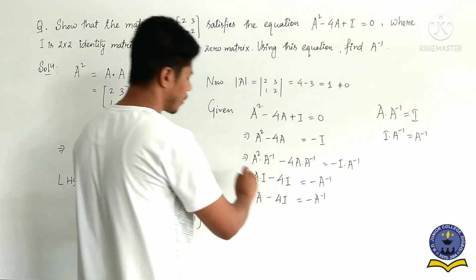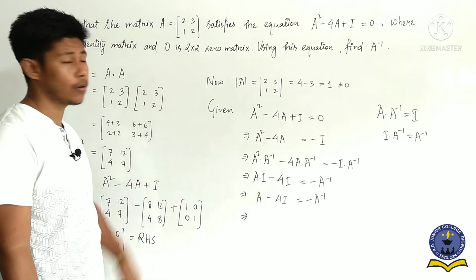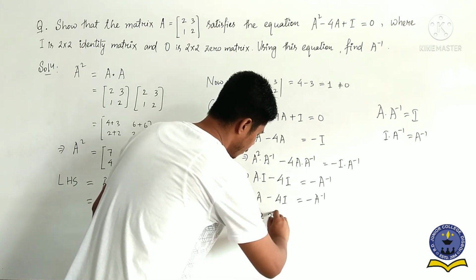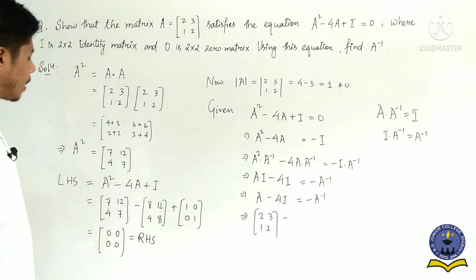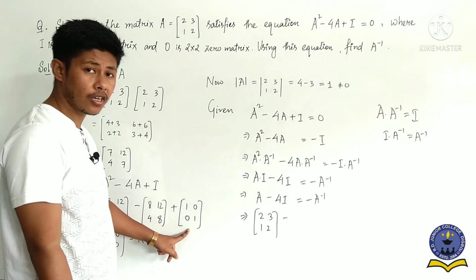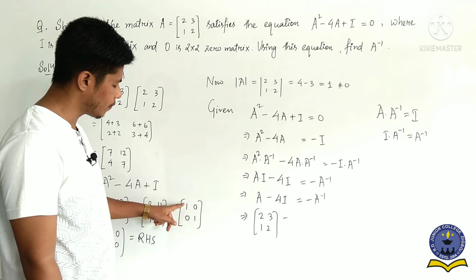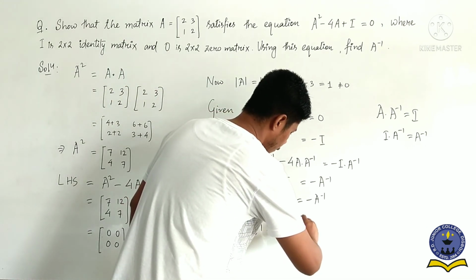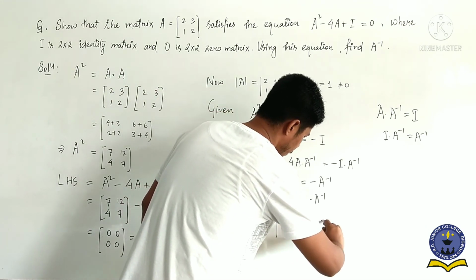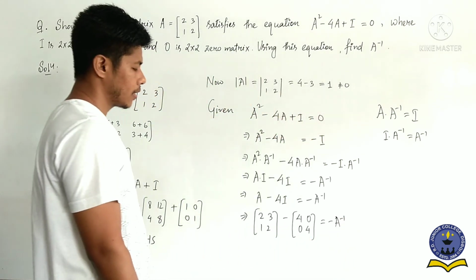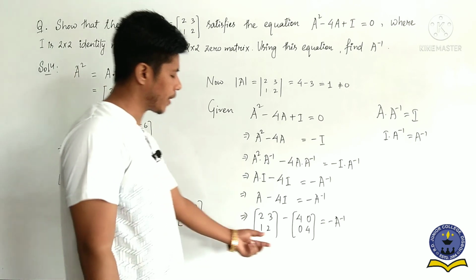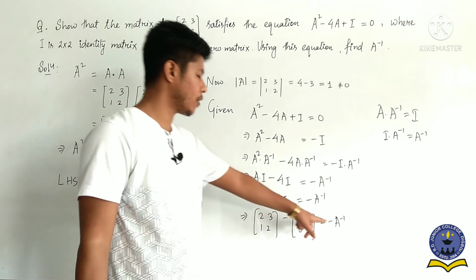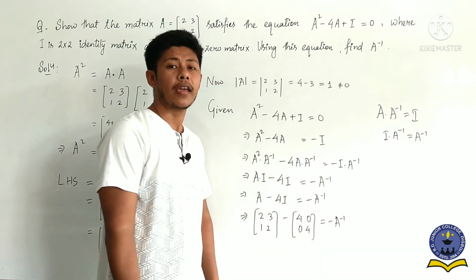After that, easily you can find this value, because the A matrix we already know: A equals 2 3 1 2. So in place of this we write 2 3 1 2 minus 4I. If we multiply 4 with the identity matrix, 4 into 1 is 4, 4 into 0 is 0, 0, and 4. So ultimately here we get 4 0 0 4 equals minus of A inverse. Is it clear? Now if we calculate this, easily we can subtract this result, and after subtracting we multiply by minus on both sides to eliminate this minus, and then we get the A inverse result.